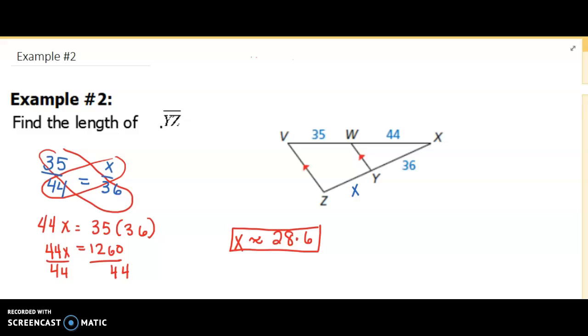All right, don't freak out on me if you got something that wasn't a perfect number, but you would set it up like this. There are several different ways you can set it up. You could have set it up 44 over 35 equals 36 over x. There are other ways than just that too. But what you should have ended up getting, if you set it up correctly, is roughly 28.6. It was a big, long, messy looking decimal. If you wanted exact, the fraction is 315 over 11. Either one of those would work.